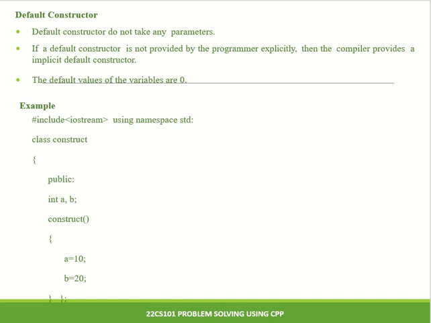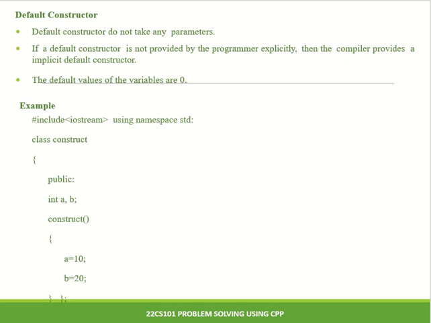So we can see what a default constructor is. Default constructors do not have any parameters or arguments. If a default constructor is not provided by the programmer explicitly, it will be invoked automatically when you create the object. Though we do not have any parameters here, initially the values are assigned as 0. Now we can see one example.